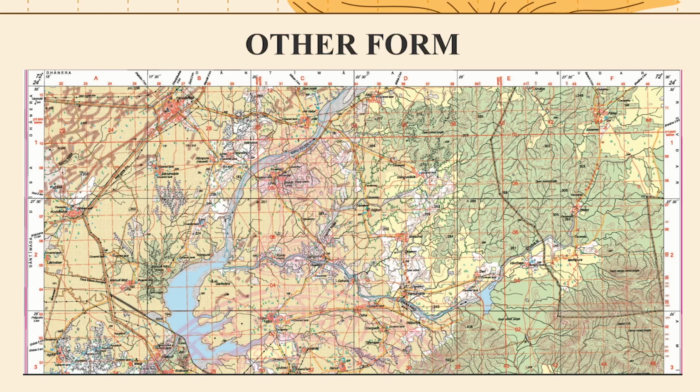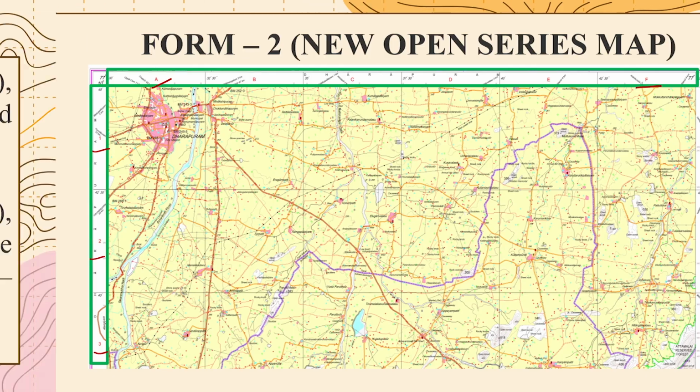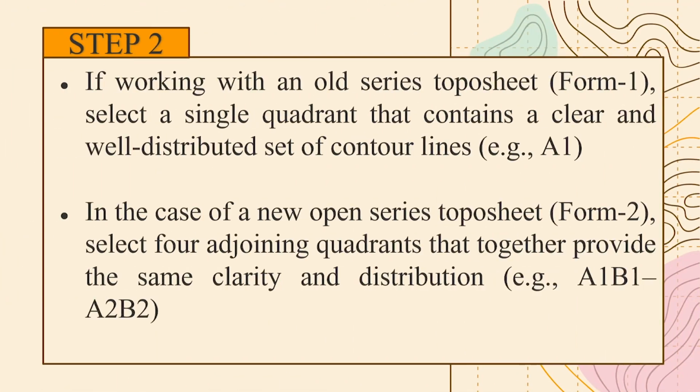This is another form of a topo sheet where you can see a lot of small grids present within this topo sheet. These were created in olden days where a lot of information and details will be present, and in case of the new series open topo sheet, more colorful and vibrant colors will be used. Now, moving on to step 2 of this.